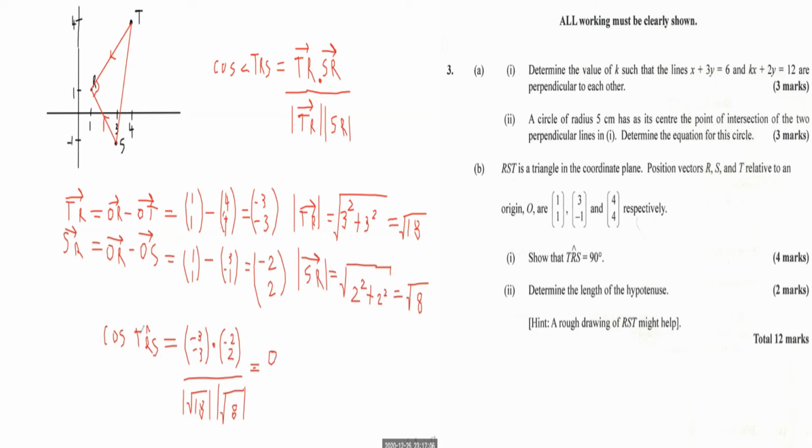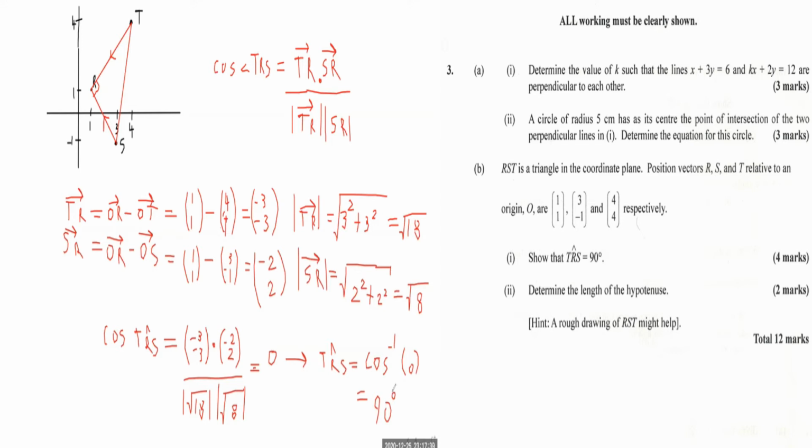So since cosine of TRS is equal to 0, this implies angle TRS is cos inverse of 0. And cos inverse of 0 is 90 degrees. So this shows that angle TRS is 90 degrees.